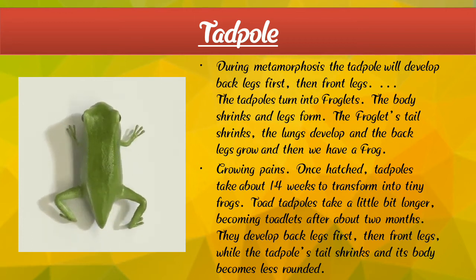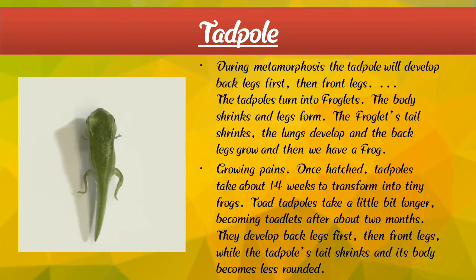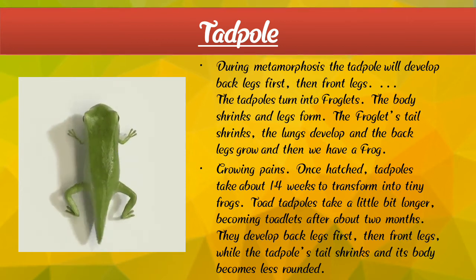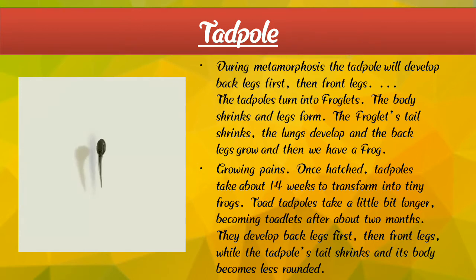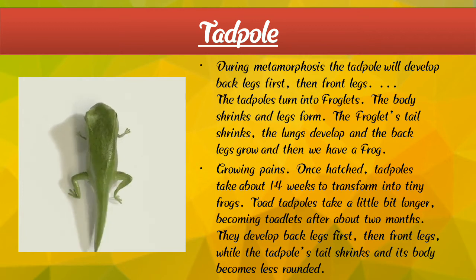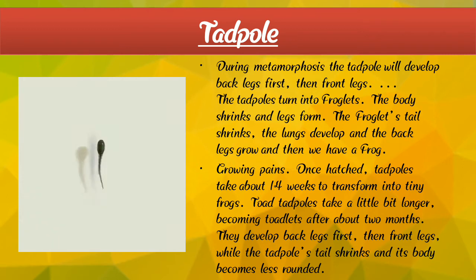Growing pains: once hatched, a tadpole takes about 14 weeks to transform into a tiny frog. Toad tadpoles take a little bit longer, becoming toadlets after about 2 months. They develop back legs first, then front legs, while the tadpole's tail shrinks and the body becomes less rounded.